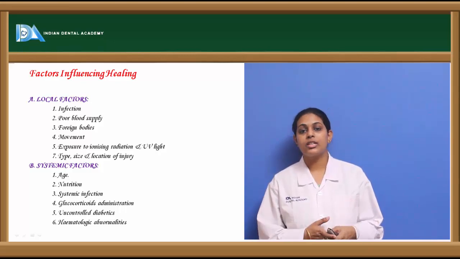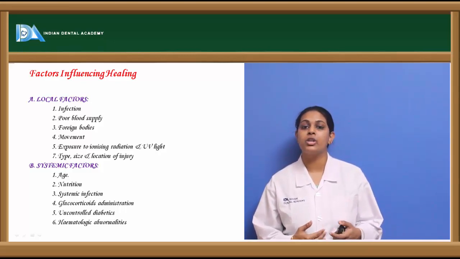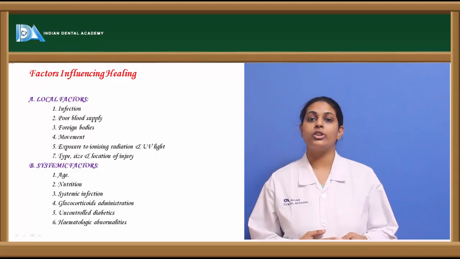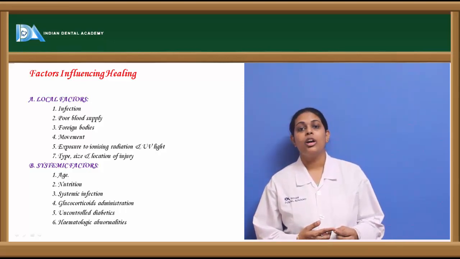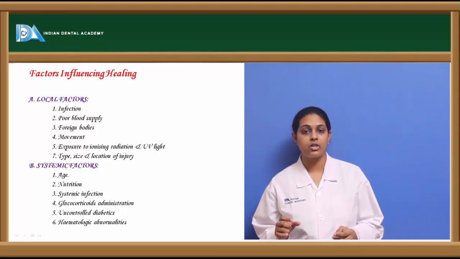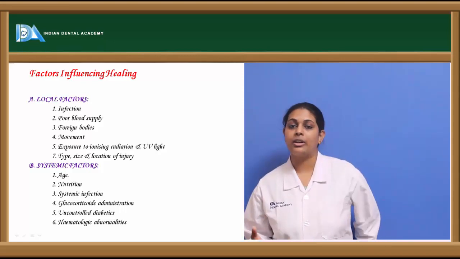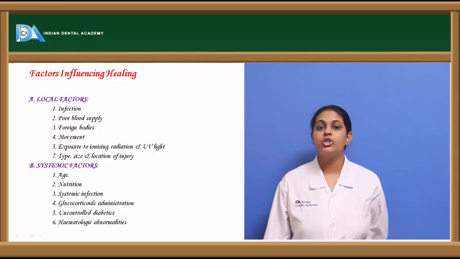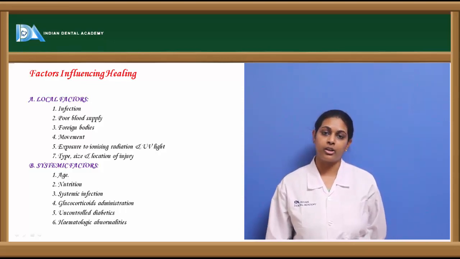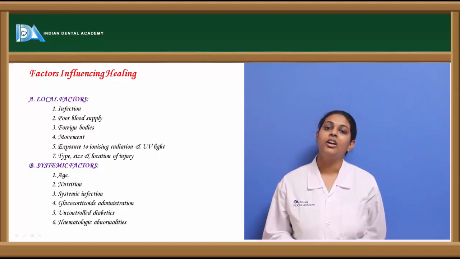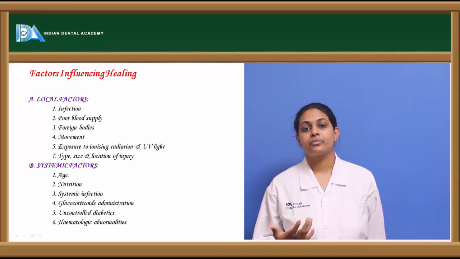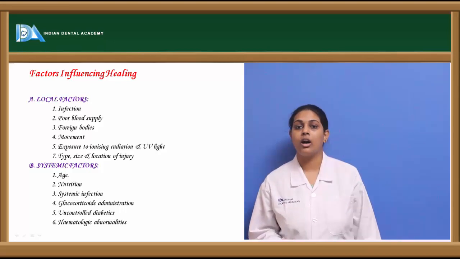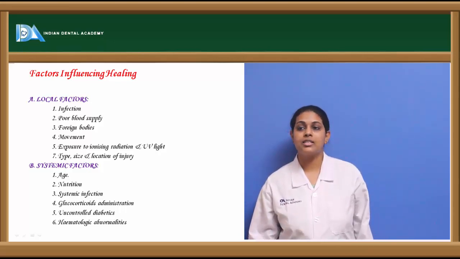Coming to the type, size and location of the injury, based on the type, size and location of the injury, it might be a delayed wound healing or a rapid wound healing. So if it is a small size of the injury, then there will be rapid healing. Suppose if it is large, then it might take a longer duration for healing to occur. Based on the location also, similarly, if there's continuous mobilization of the area, then it might also delay the wound healing. So these are certain local factors.